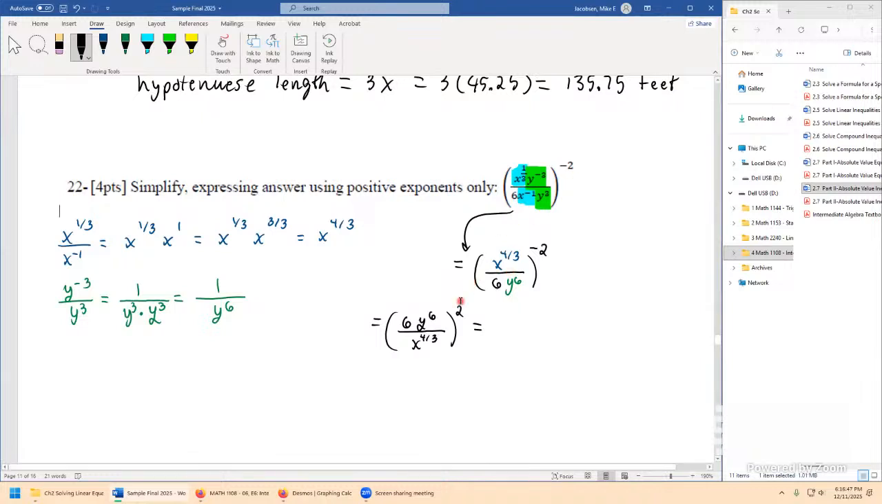Now this is a good time to start distributing the power. Every factor here, both numerator and denominator, gets raised to power 2. So this turns into a 6², so now it's 36. y^6 squared is a multiplication of exponents, that turns into y^12. Likewise, we multiply the exponents here. This is just 4/3 times 2 for the new exponent, so it's x to the power 8/3.